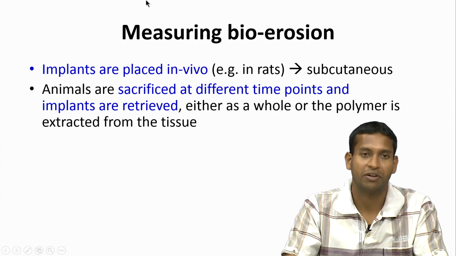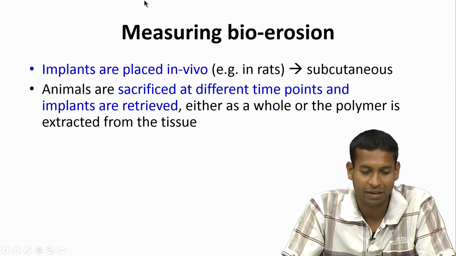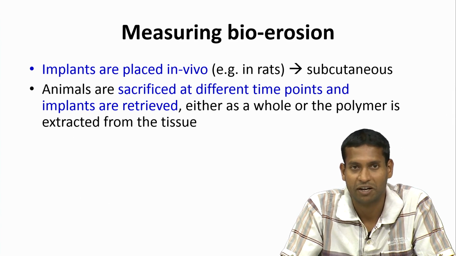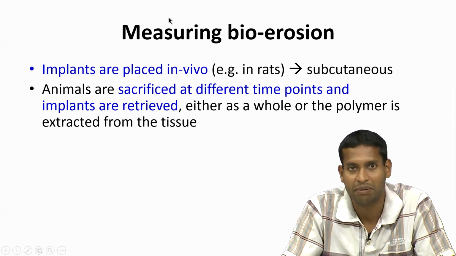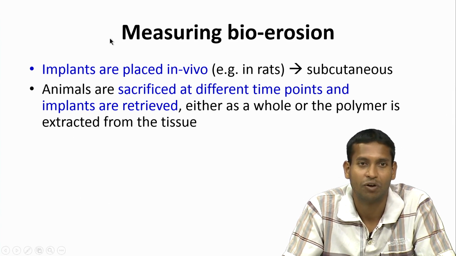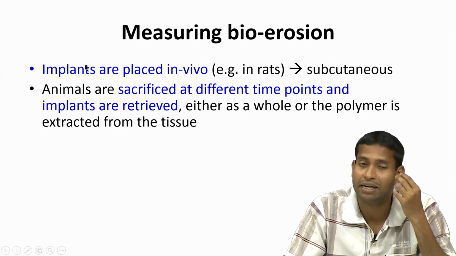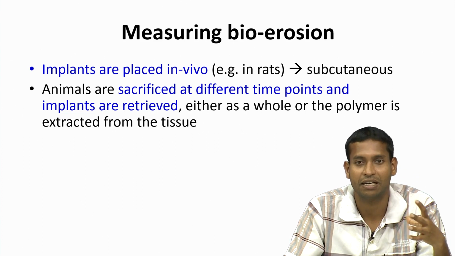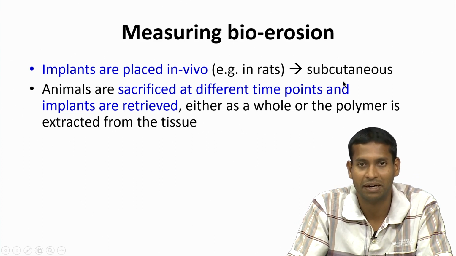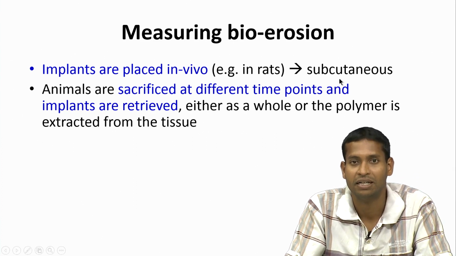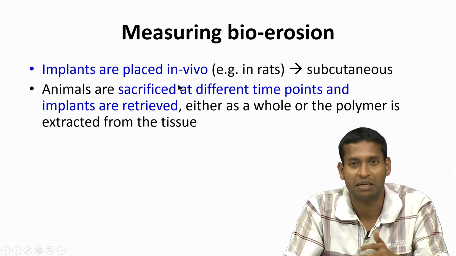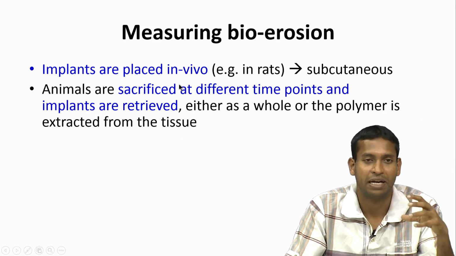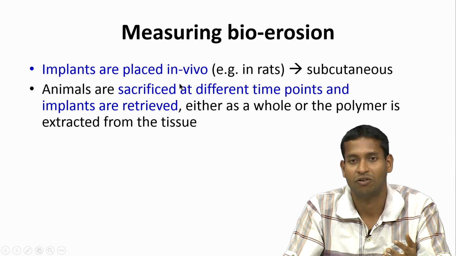So, how would you measure bioerosion? One way to do it is to use some kind of an animal model, for example a mouse or a rat, and you will place your implant into these organisms at the site that you are trying to test it. Maybe it might be under the skin or it might be in the blood, and then essentially you will sacrifice the animal at different time points. You will take your implant out and see how much of your implant is remaining.